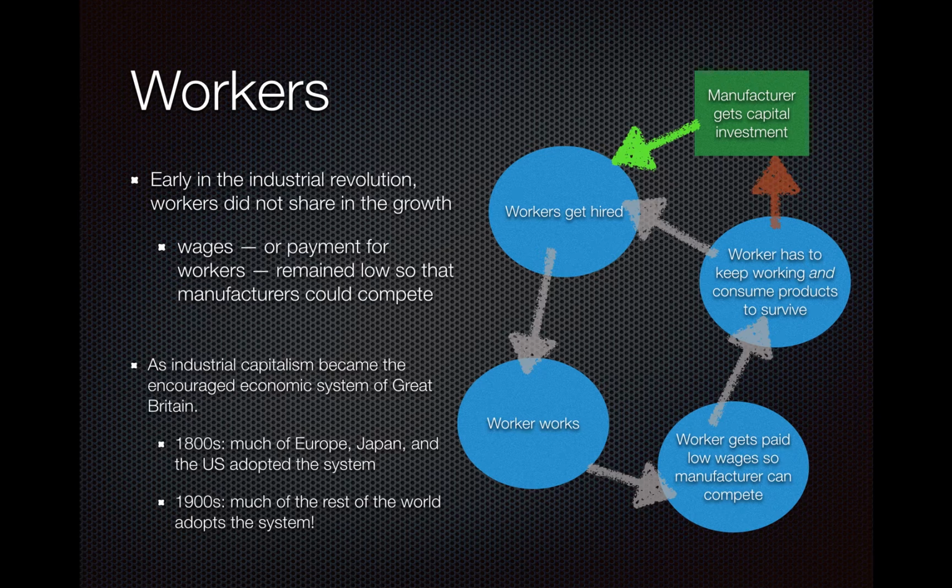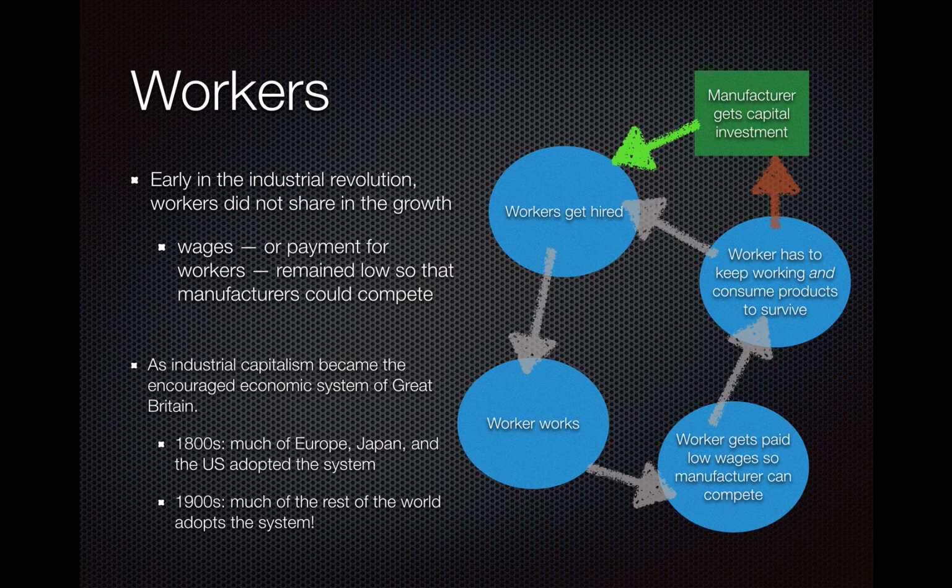This is called a negative feedback loop. So essentially, we start with the manufacturer getting capital investment, getting money, and they hire workers. And the worker works, and the worker gets paid, but the worker gets paid low wages because the company is trying to keep its production costs low. The worker has to work and has to consume the products to survive. So that means it's paying the companies essentially to get things that it needs to survive. That leads to more money for the manufacturer, who can buy technology, which essentially makes the worker less and less valuable. And so the manufacturers, meanwhile, are in what you might call a race to the bottom, where they are competing to see how little they can pay workers while still making money.